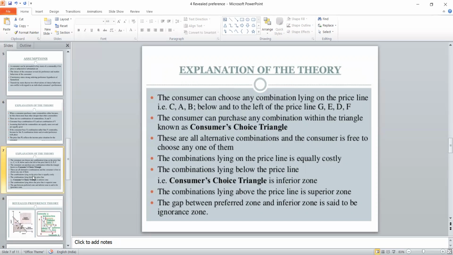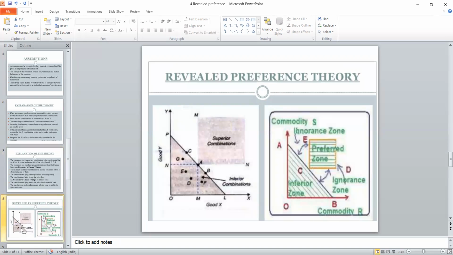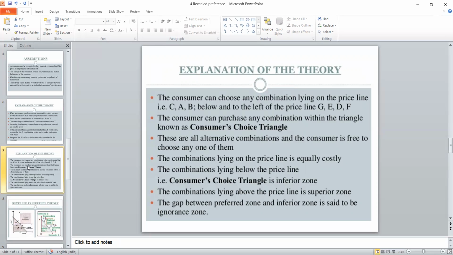So the combinations lying on the price line are equal in cost. Suppose the combination is below the price line, then it is an inferior zone. The scattered area is the inferior one. CAB is equal cost. Less than that, that is D, E, any combination within that triangle, is the inferior zone. Suppose the combination is above the price line, it is the superior zone. The gap between the preferred zone and the inferior zone is said to be the ignorant zone.